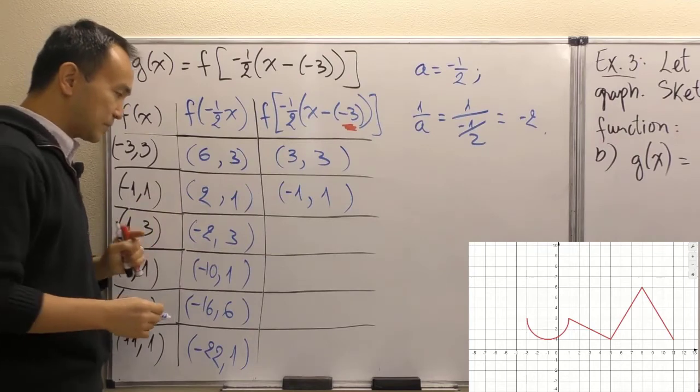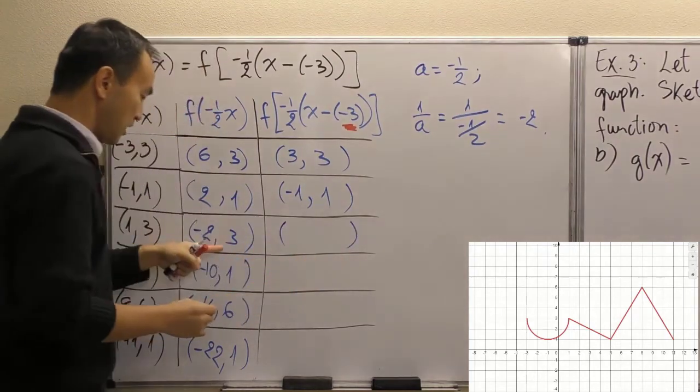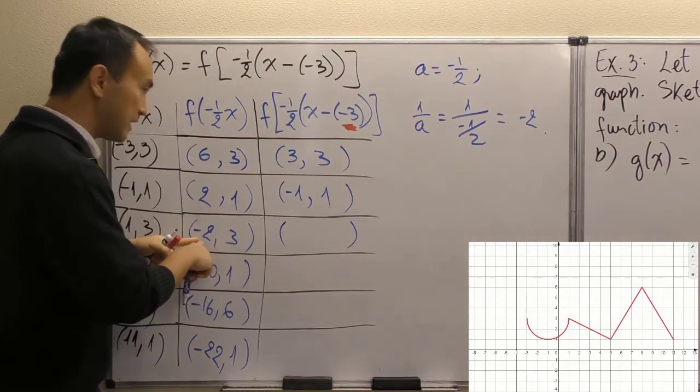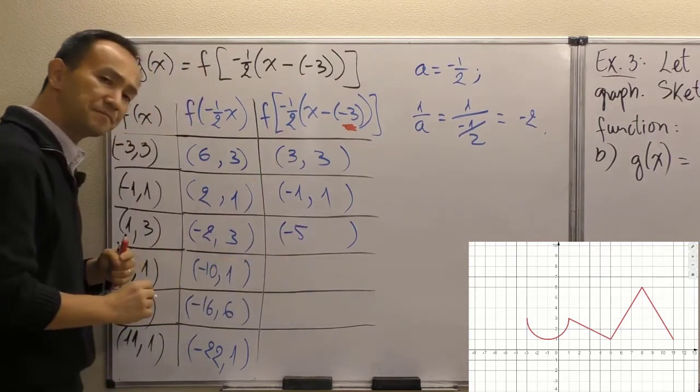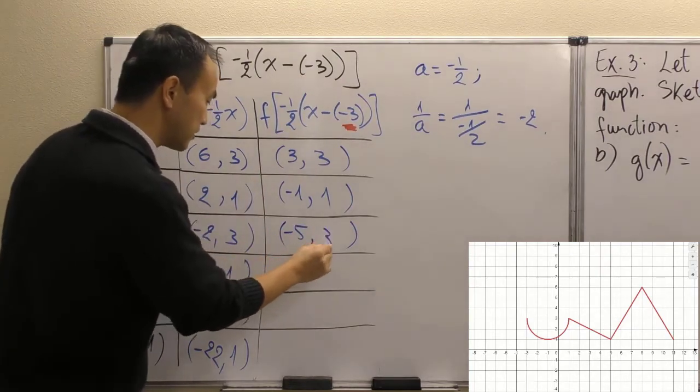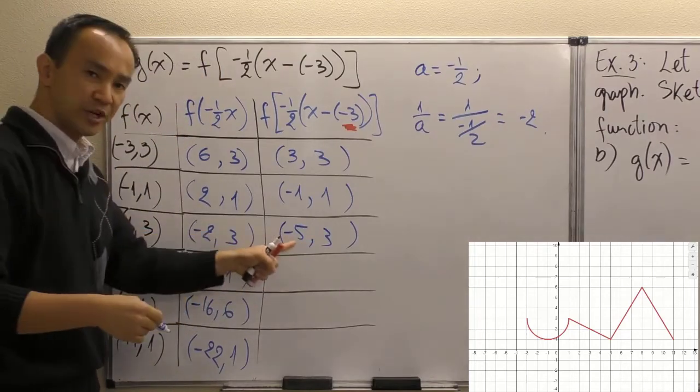Okay, and then the next point here, -2, 3. I am going to add -3 to that, so that now gives me -5, 3. So that's what this point transformed into.